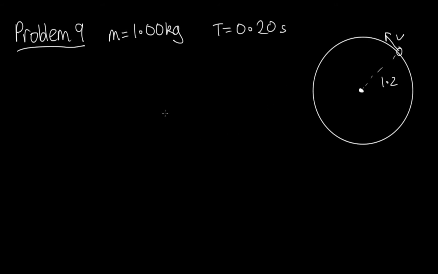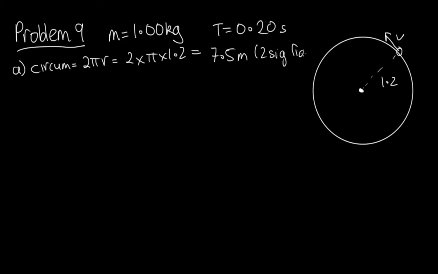So part A says calculate the circumference of the circular path. So the circumference of a circle is just equal to 2 pi r. So this is 2 times pi times 1.2. And just solving that one on the calculator, we end up with 7.5 meters to two significant figures.